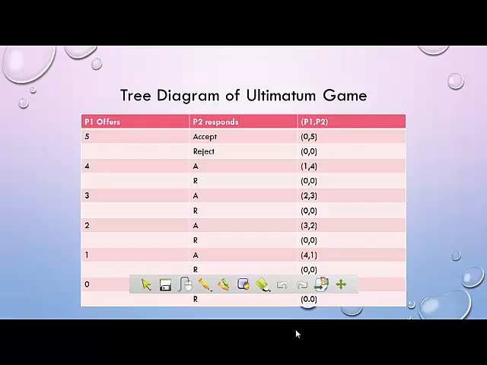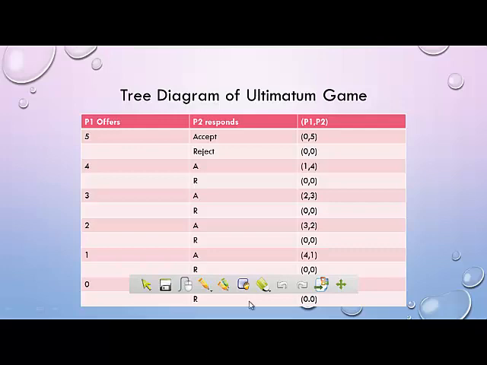And so the outcome is, if P1 offers 5, which is the whole thing, and then P2 responds by accepting, then the outcome is 0 and 5. The first player gets 0 because he kept nothing for himself, and the other one gets 5. And if he rejects, then both get 0, 0. So similarly for all of the possible offers, 4, 3, 2, 1. So let's look at 3. If P1 offers 3, P2 accepts, then the payoffs are 2 to the first player and 3 to the second player. If he rejects, it's 0, 0.